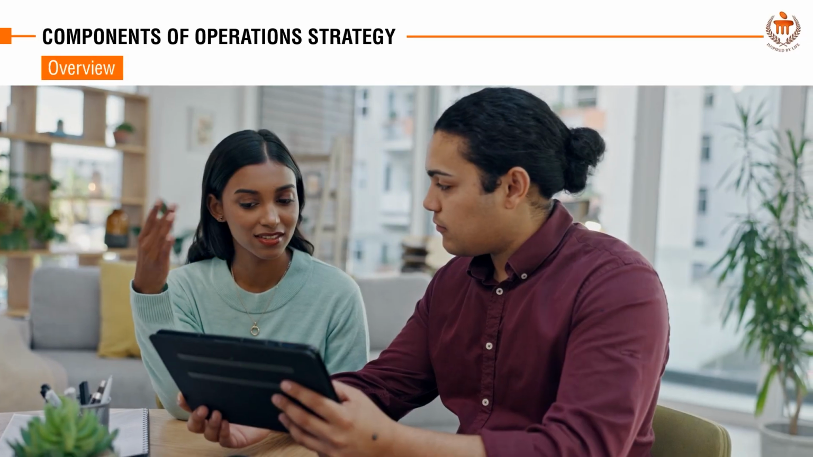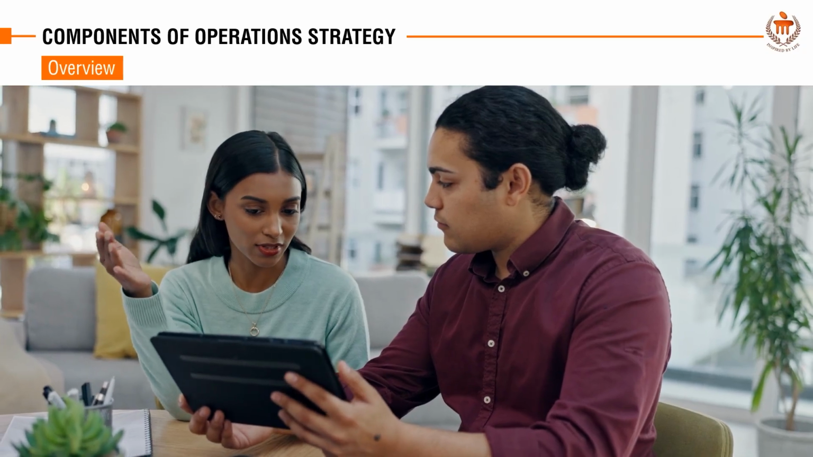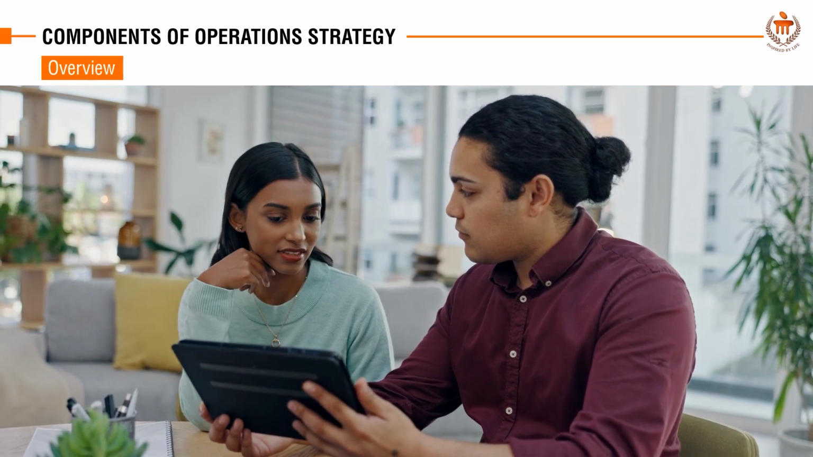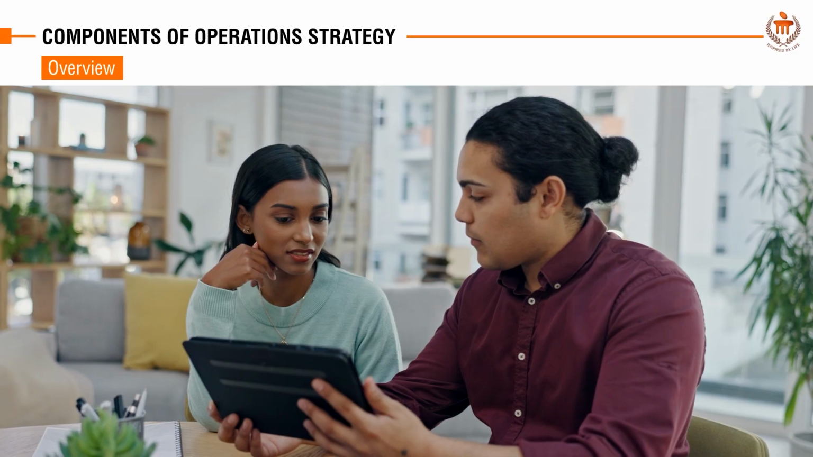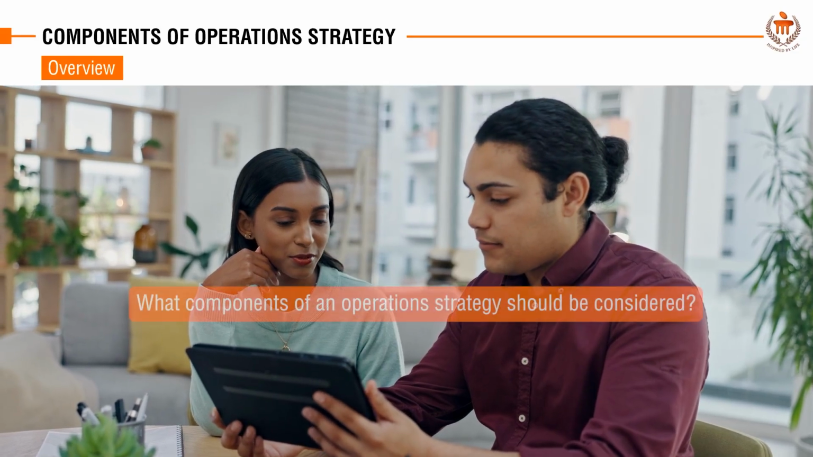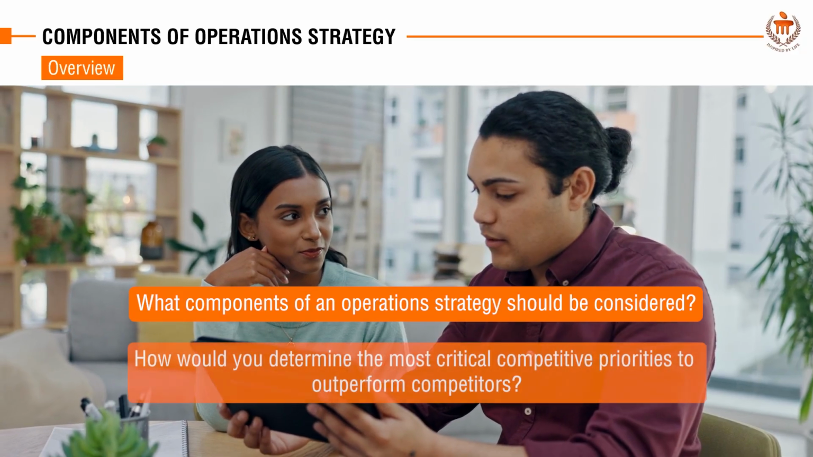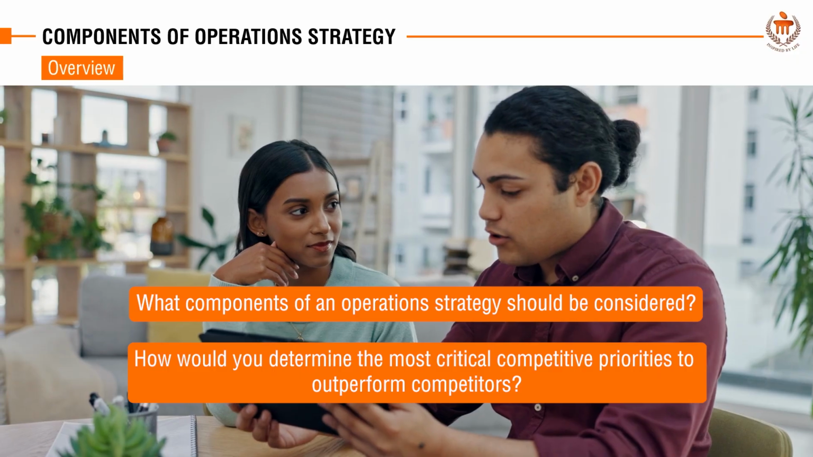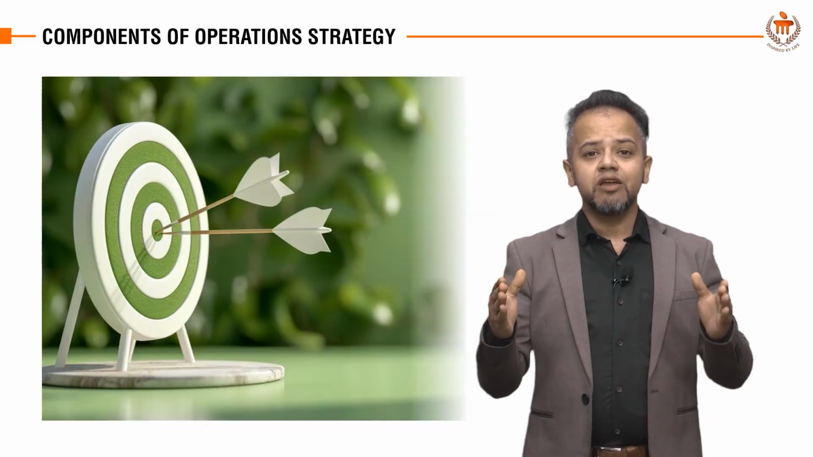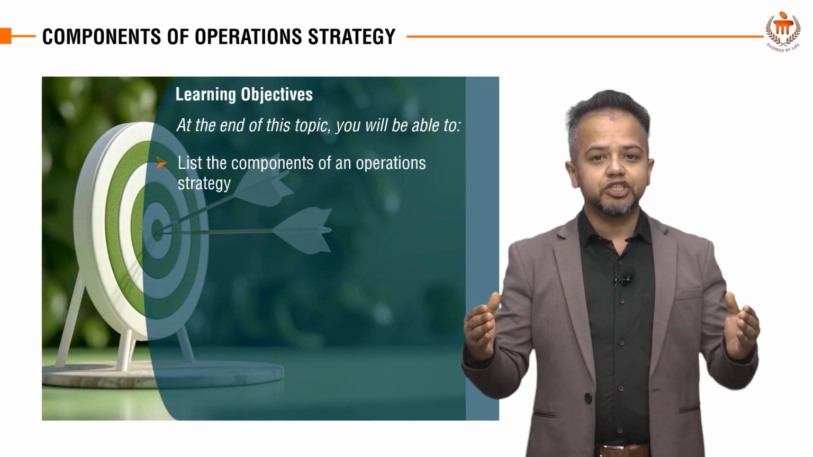Imagine you are the operations manager for a new e-commerce startup competing with established giants in the market. Your CEO asks you to design an operation strategy that prioritizes cost efficiency while ensuring rapid delivery. What components of an operation strategy would you consider, and how would you decide on the most critical competitive priorities to outspace competitors?